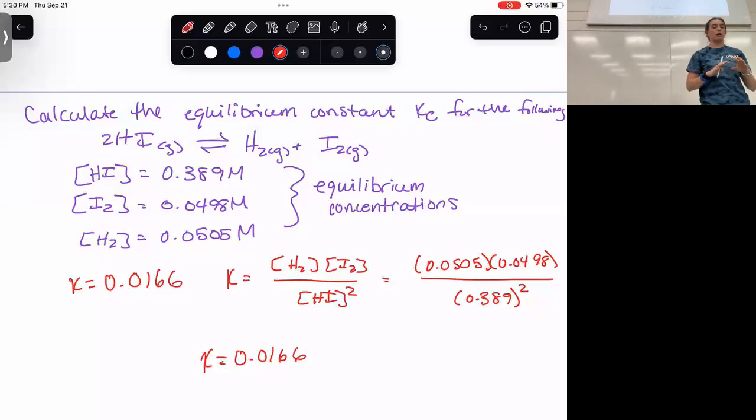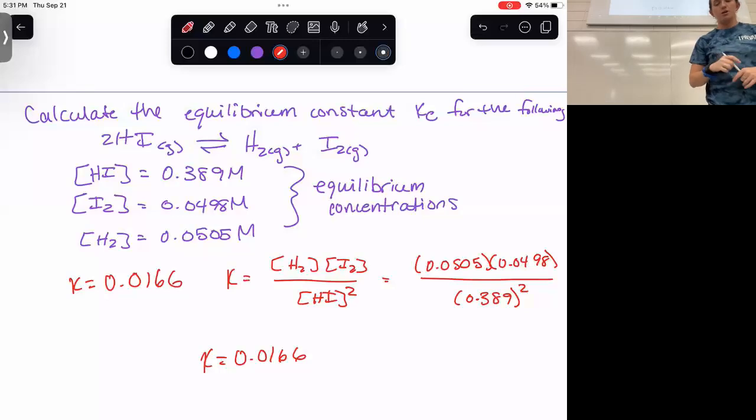Kc is for your equilibrium of concentrations. Kp is for your equilibrium of gases and their partial pressures. But you can use a gas in a Kc too. It's just if you're given partial pressures, then you would want to use Kp. Okay, any questions on K here?